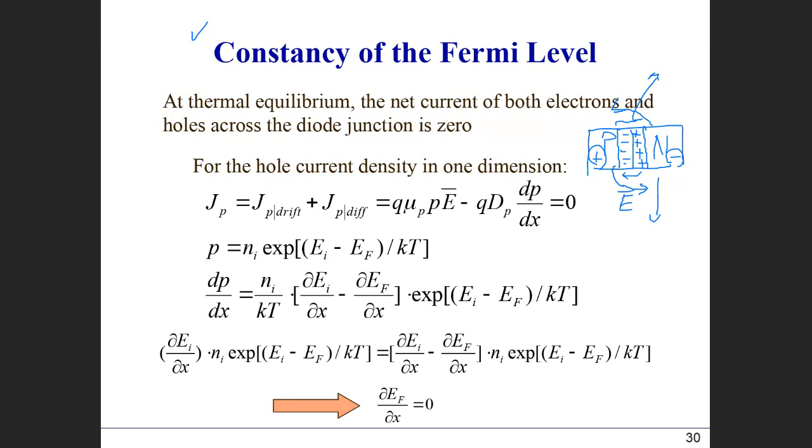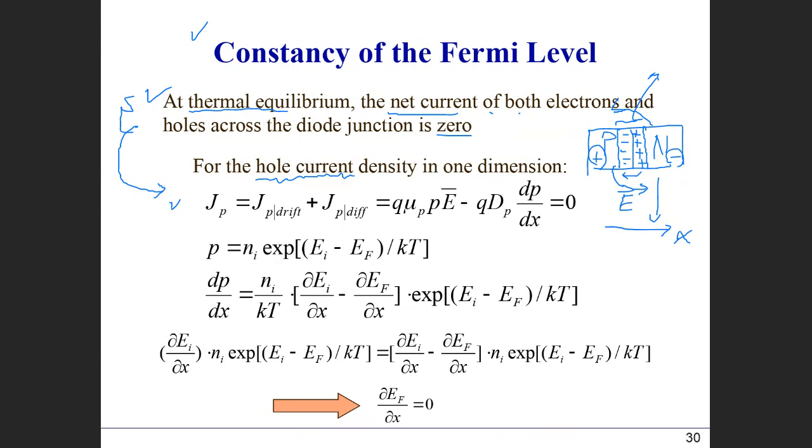Okay. So at thermal equilibrium, we know that the net current of both electrons and holes across this diode junction is zero. Based on this concept, if we formulate this in terms of current, we're going to have this kind of formula here. Especially, let's just look at only the hole current. And also, to simplify the structure, we're just going to look at only the x direction.